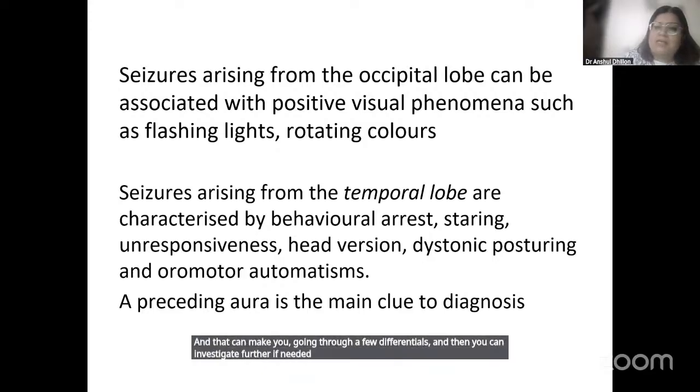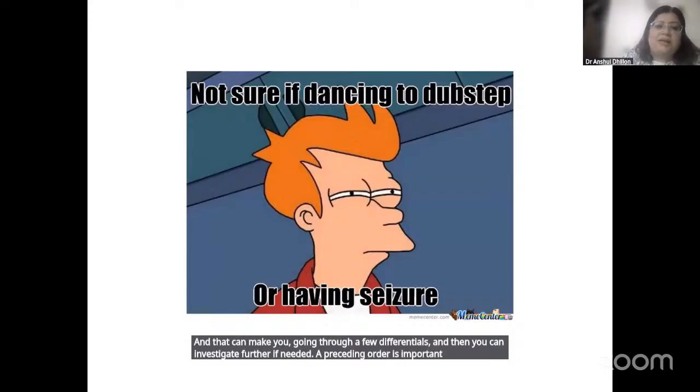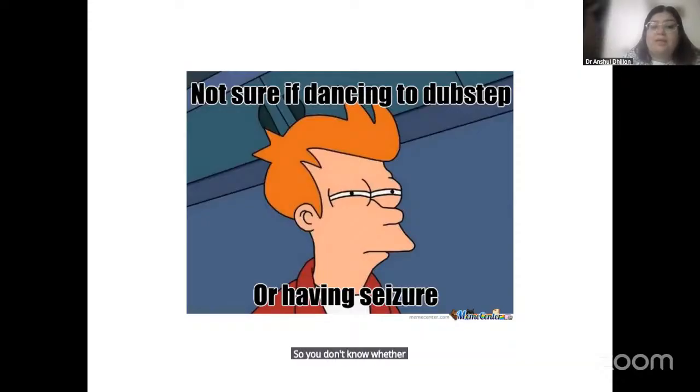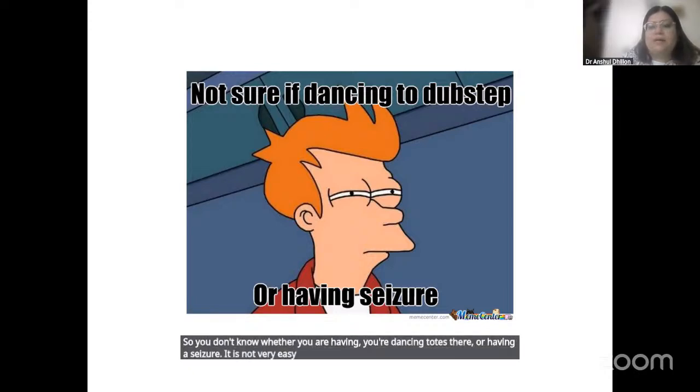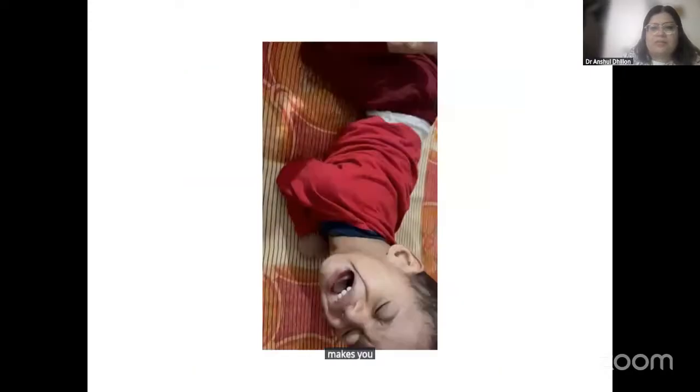A preceding aura is important. So here we are of course not sure if you're dancing to a dubstep. It is a dance when you are just doing individual street dancing. So you don't know whether you are dancing to a dubstep or having a seizure. So it is not very easy to delineate, but of course, reiterating again, doing a lot of good history and a good examination makes you feel confident about your diagnosis.